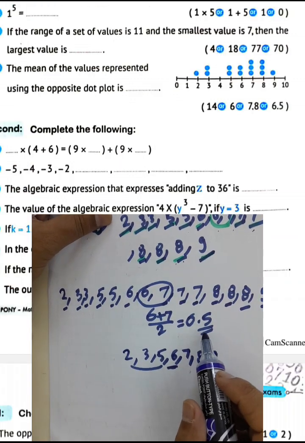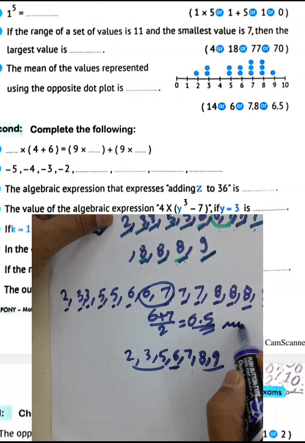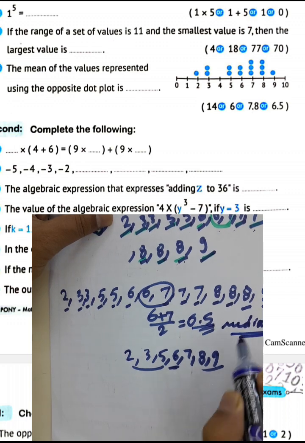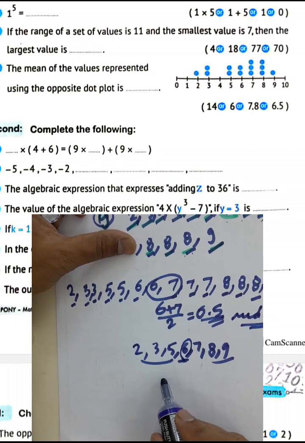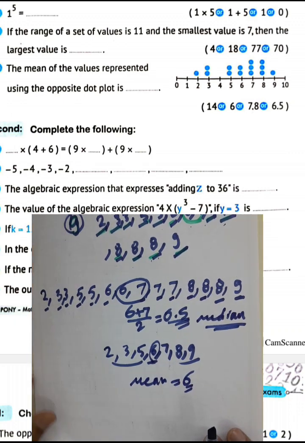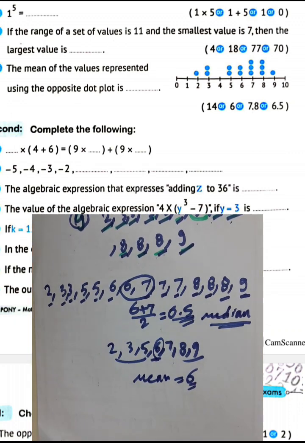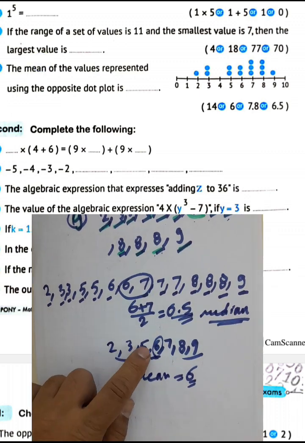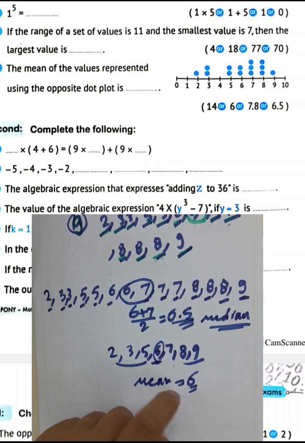Again, 6.5 is the median. But we want to find the mean here, it will be equal to 6. In this example you want to find the mean of the values. We have 2, 3, 5, 6, 7, 8, 9, then the mean will be 6.